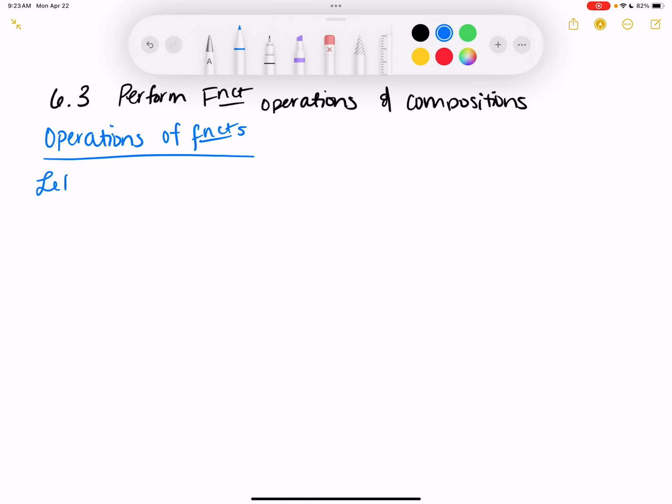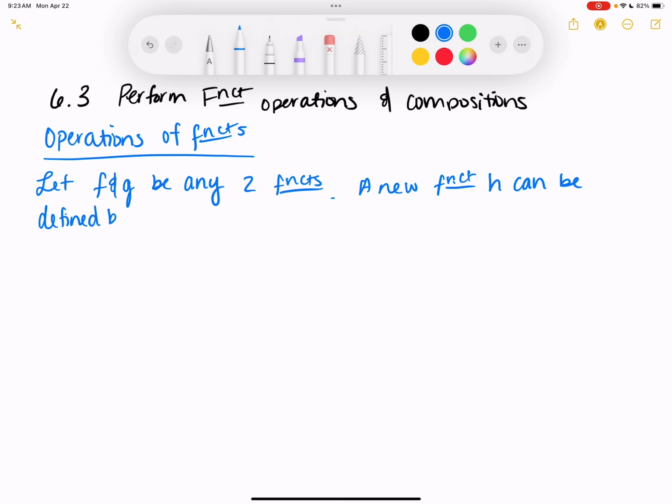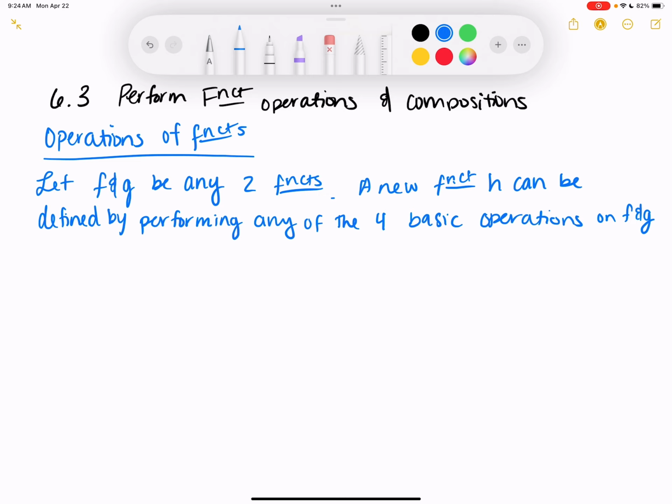Let f and g be any two functions. A new function h can be defined by performing any of the four basic operations on f and g. So, little table: operation.